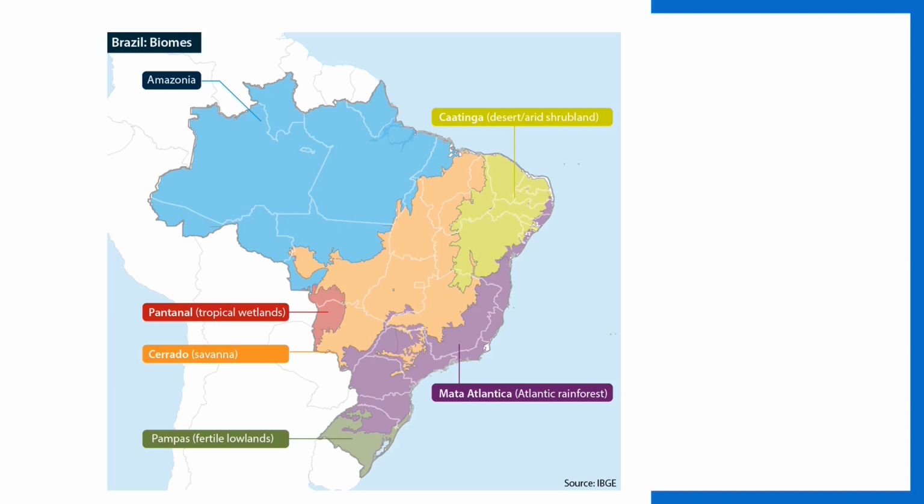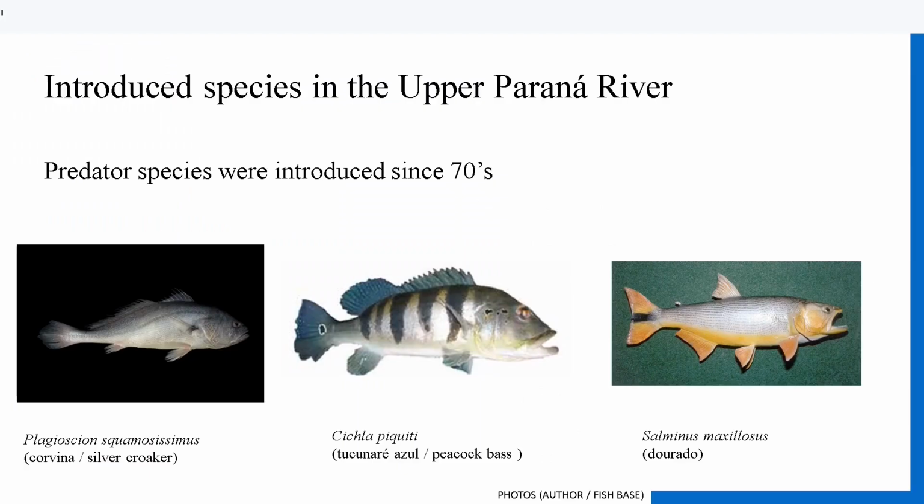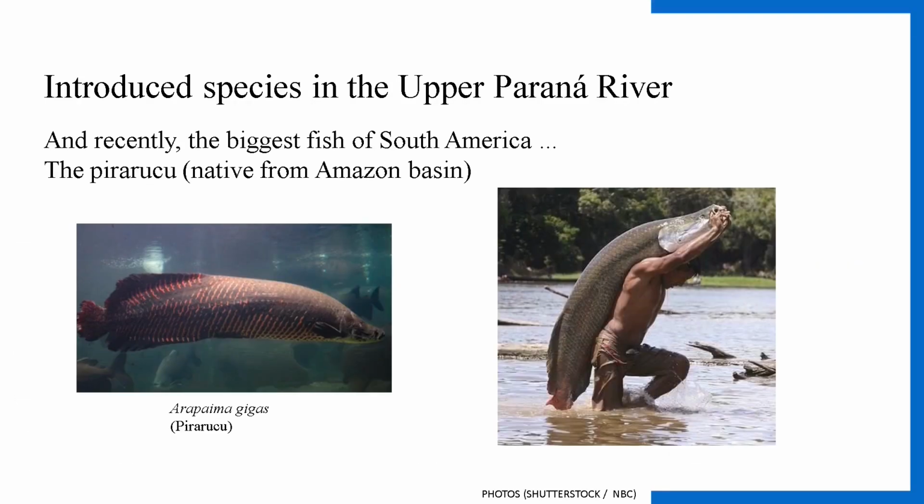And all these dams are spread in all Brazilian biomes, and particularly the Atlantic rainforest. We have the Paraná River, and in this hydrographic area the hydrological regime is regulated by 26 large reservoirs. It's one of the most regulated river systems in the world. And of course, we have an area with large human use, so we open doors for many vectors of introduction. For example, in the Upper Paraná River we have predator fish species that have been introduced since the 70s, for example the silver croaker, peacock bass, and dorado. And recently, we have the biggest fish of South America, the pirarucu, which is native from the Amazon basin.